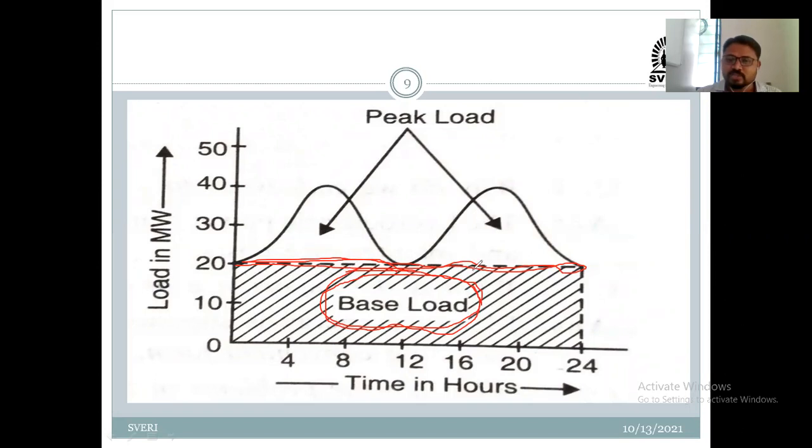Whenever someone gives you the load curve and asks how much base load is present in your system, if this condition is given to you, see, whatever this point is, हे जे काय ड्रॉ केलेलं आहे, that is continuously present on the system. So how much base load is there? 20 megawatt base load, which is continuously present on the system.